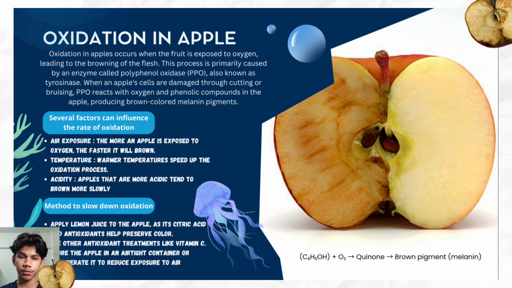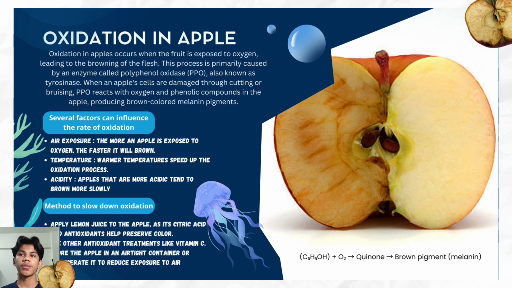First, we have air exposure. The more an apple is exposed to oxygen, the faster it will brown. Second, temperature. Warmer temperatures speed up the oxidation process. And the last one is acidity. Apples that are more acidic tend to brown more slowly.